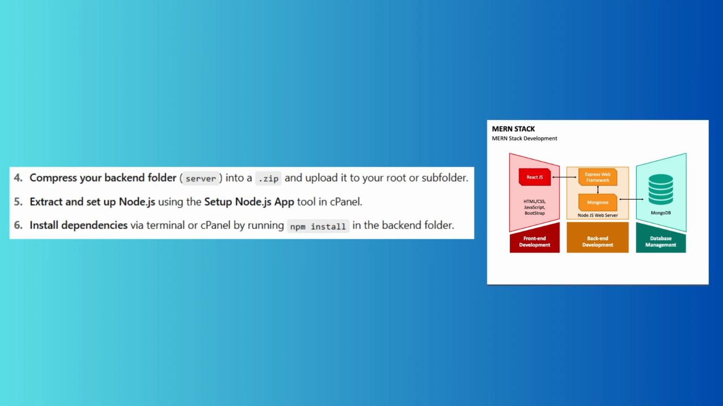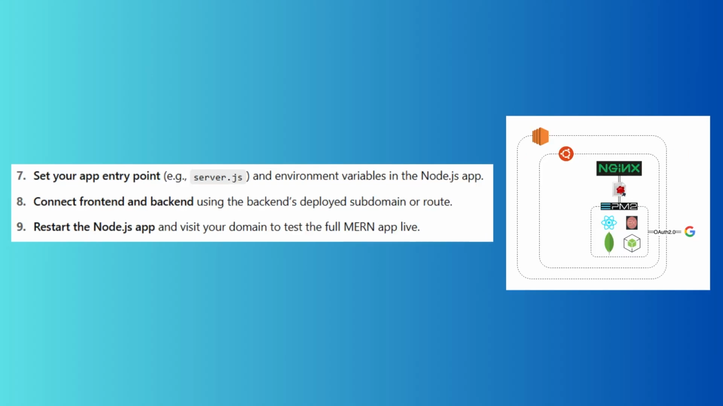Install dependencies via terminal or panel by running npm install in the backend folder. Set your app entry point and environment variables in the Node.js app.